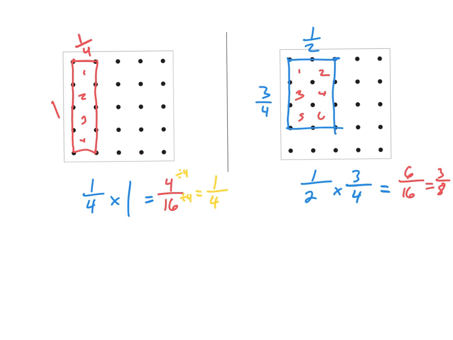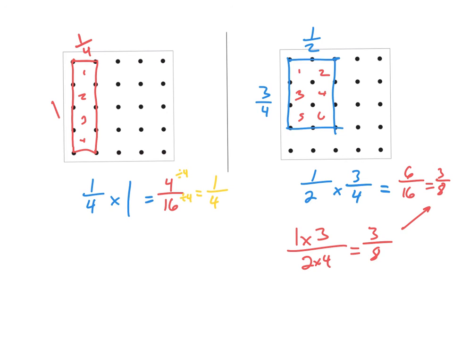I can test the algorithm here too. 1 times 3, that's my numerator. 2 times 4, that's my denominator. 1 times 3 is 3. 2 times 4 is 8. Still works. Still works.